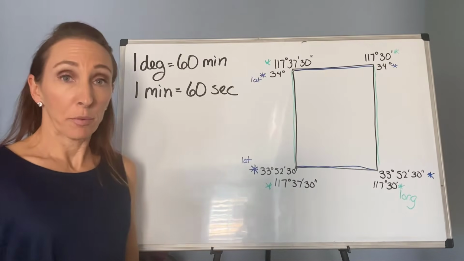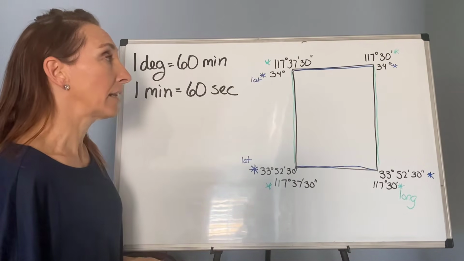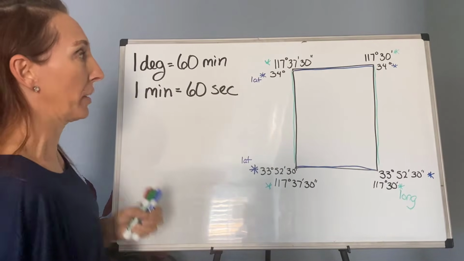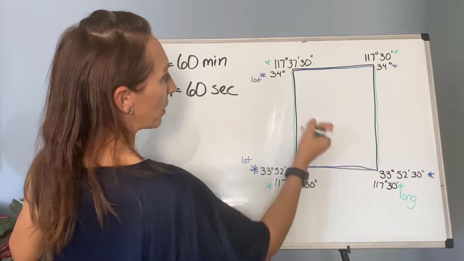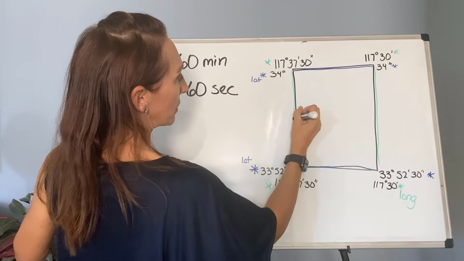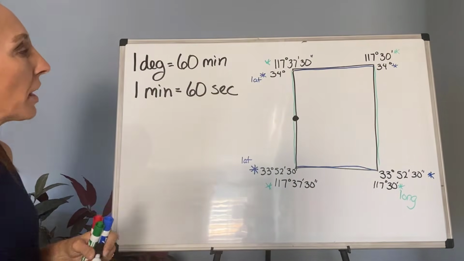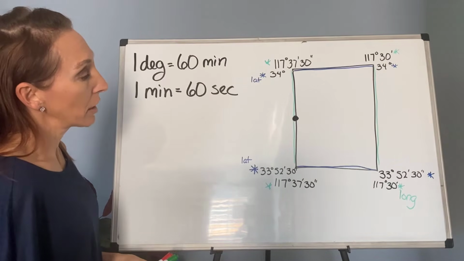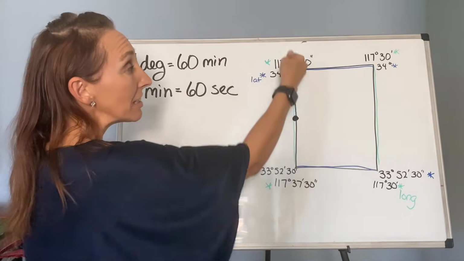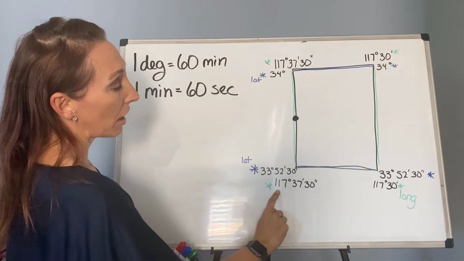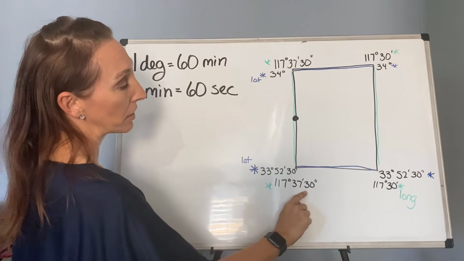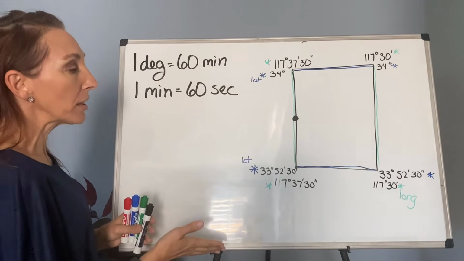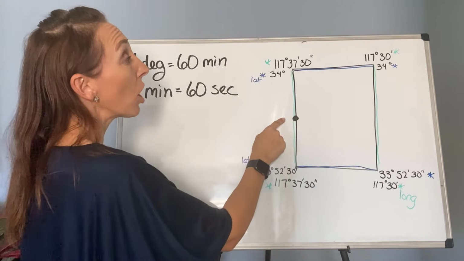So now that I understand what's going on, one of the things that can happen is sometimes in lab exercises, they want you to find a midpoint. All right, so let's do this one here. We're going to find this point here. The easy part is to think about the longitude. It landed on that longitude, 117 degrees, 37 minutes, and 30 seconds. So that's easy enough. But now I want to think about the latitude.